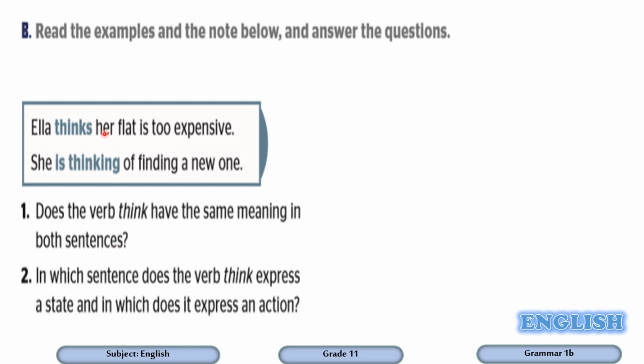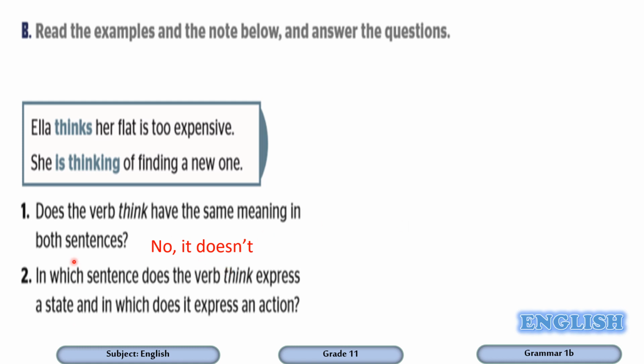Let's check again. She thinks that the flat is too expensive. This is her opinion, in her view. So the verb to think here refers to opinion. She's thinking of finding a new one. She's thinking of doing something. This is about something going through her mind and it's not an opinion. So the answer is no, it doesn't have the same meaning.